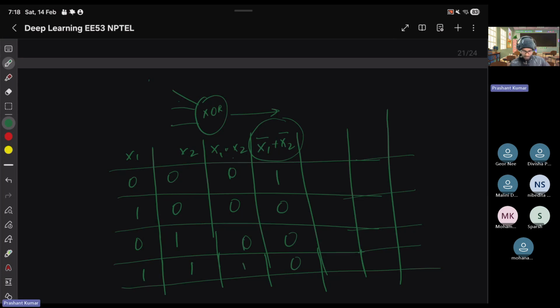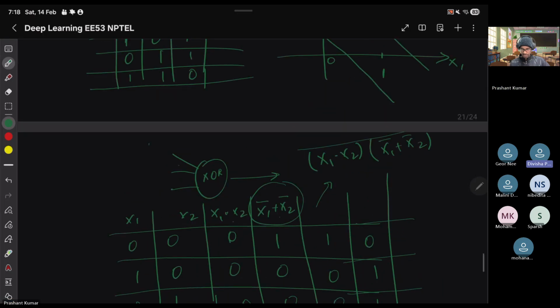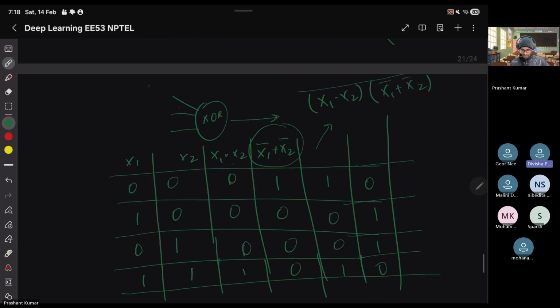So let's add these things and then negate that. If you add these two, it will become 1, 0, 0, 1. And if you negate that, it will become 0, 1, 1, 0. So basically, you can write this as x1 dot x2 into x1 bar plus x2 bar, and then whole negate. So the final one will be x1 into x2 bar plus x1 bar into x2, something like that.